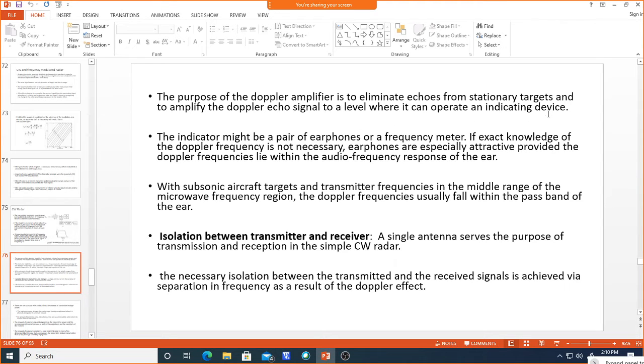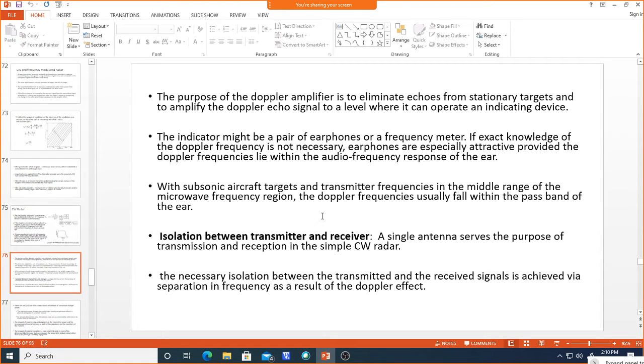So that will be indicated in the plan position indicator. As I said, since the Doppler frequency shift is in the order of the audio frequency range, we can use the earphone to hear the frequency shift, and also we can use some other display to display that Doppler frequency. This Doppler frequency will be within the passband of the amplifier, and we can amplify that signal and hear it properly using earphones, or display it in the plan position indicator.